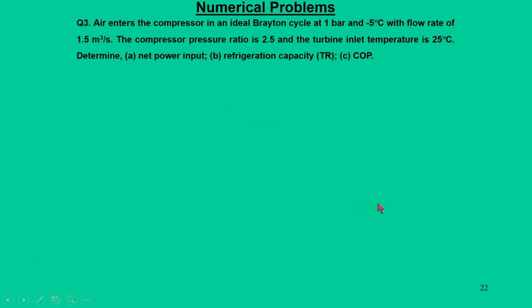Now, the next problem is for a gas refrigeration cycle that operates on an ideal Brayton cycle. So, here we have to first draw the temperature-entropy diagram for a reversed Brayton cycle.